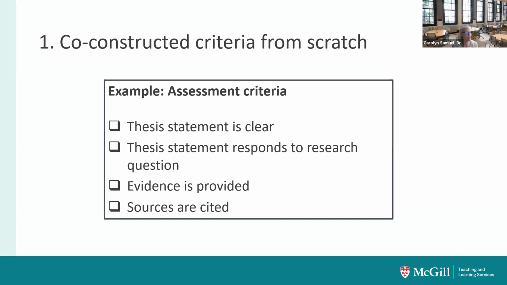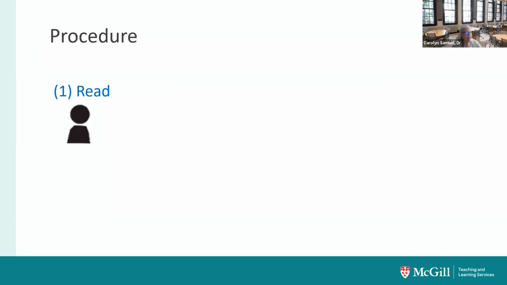So let's see what we can do with this with our strategy. Let's go to the next slide. And this is one way to implement a strategy for co-constructing criteria. You can hand out assignment instructions to students at the beginning, could be instructions for a research paper, and ask the students to read the instructions. They do that individually.